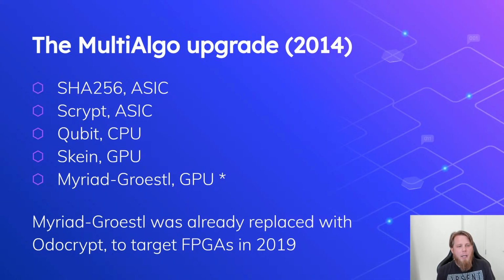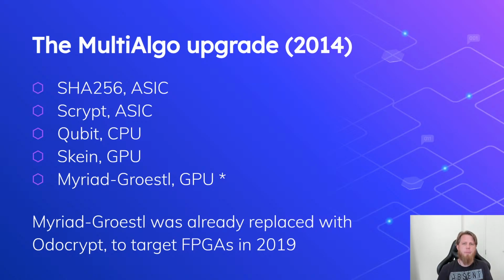Now, this was partly important at the time because it brought back GPU mining along with other improvements like I mentioned. Over time, though, this changed, and by the end of 2017, Qubit was able to be GPU mined, no longer on your CPU, and then eventually ASIC mined as well. The same went for Skein and Myriad-Groestl.